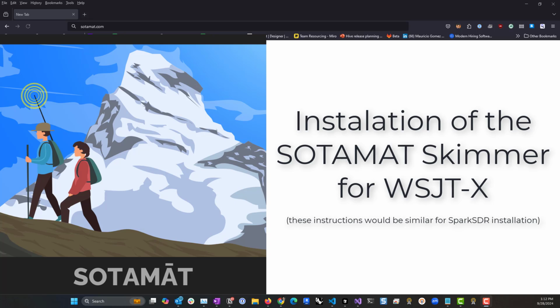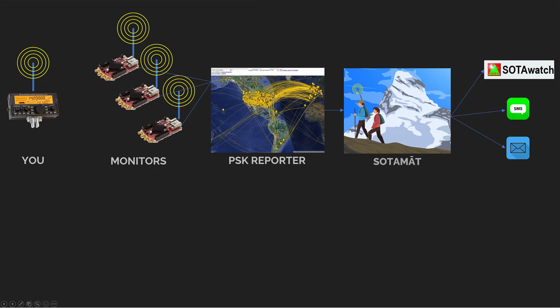Okay, I'd like to show you how to install and get started with the SOTAMATE skimmer, which is a plugin for WSJT-X FT8 software and for SparkSDR software-defined radio software that will allow you to be a monitoring station and help other amateur radio operators who are using SOTAMATE to send SOTA or POTA or messaging commands remotely in the field, and your radio can pick up those commands and execute them. You can be part of the network.